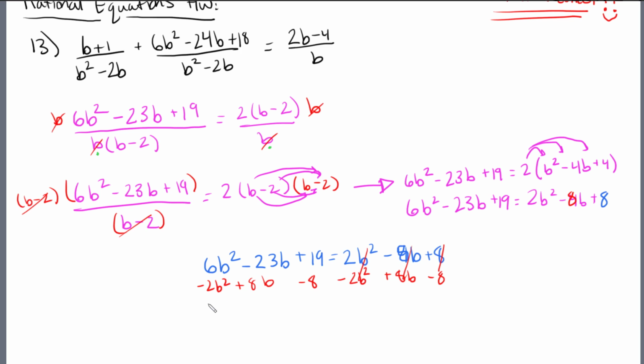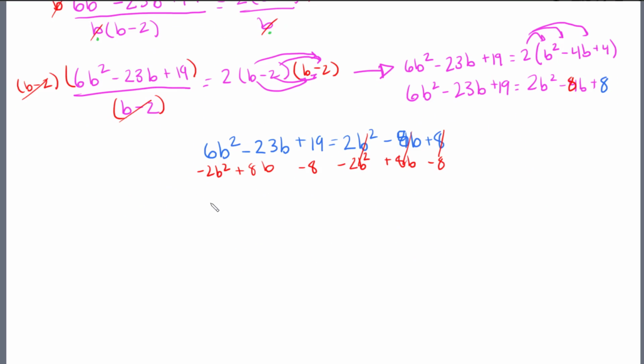Now what are we left with? I've got 4b squared. Negative 23 plus 8, so minus 15b. 19 minus 8, so plus 11, equals 0. Okay, from here we're going to factor. The way I'm going to factor is I want to find something that multiplies to 4 times 11, which is 44, and adds to negative 15.